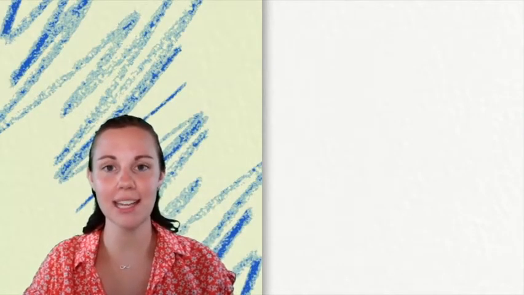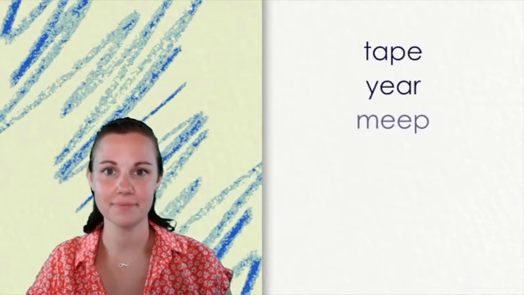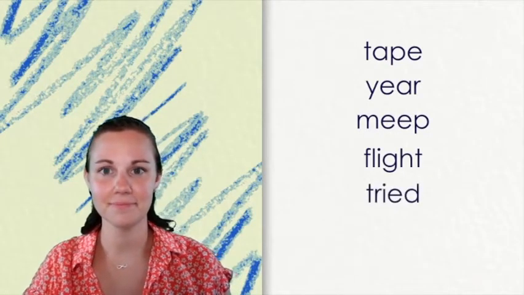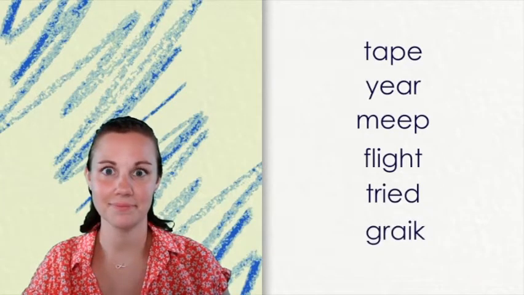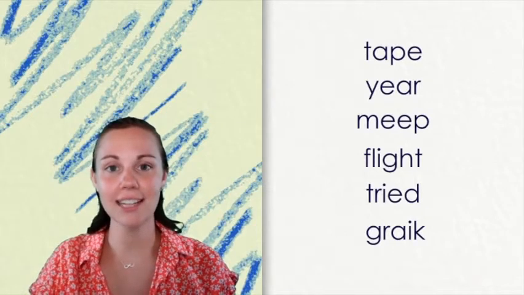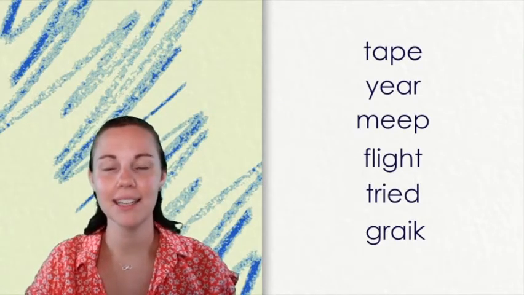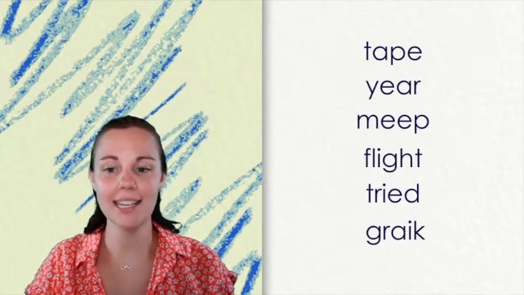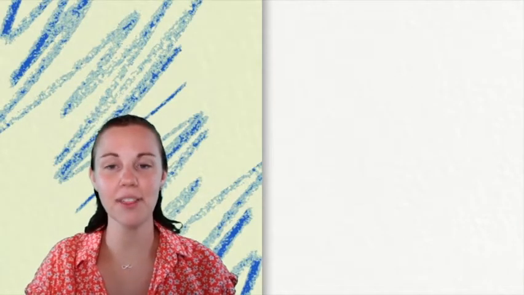I'll display words on the screen. I'd like you to read them the best you can as they appear. Here's the first word. Did you get them all? Let's check. It should say tape, year, meep, flight, tried, great. Great job. We'll do the same thing again here with some two-syllable words. Do your best. Here they are.